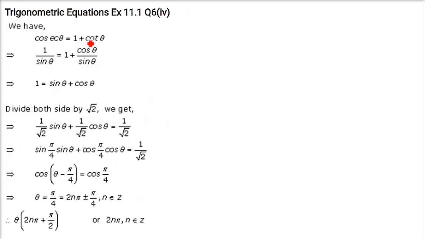Cosec theta equal to 1 plus cot theta. So cosec theta can be written as 1 by sin theta, and 1 plus cot theta can be written as sin plus cos by sin. So what do you get? 1 by sin equal to sin plus cos by sin. Sin gets cancelled. You get sin plus cos equal to 1.